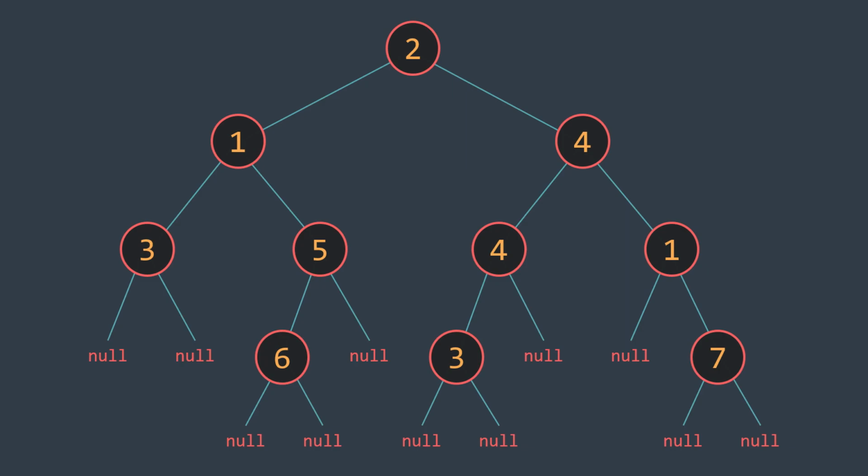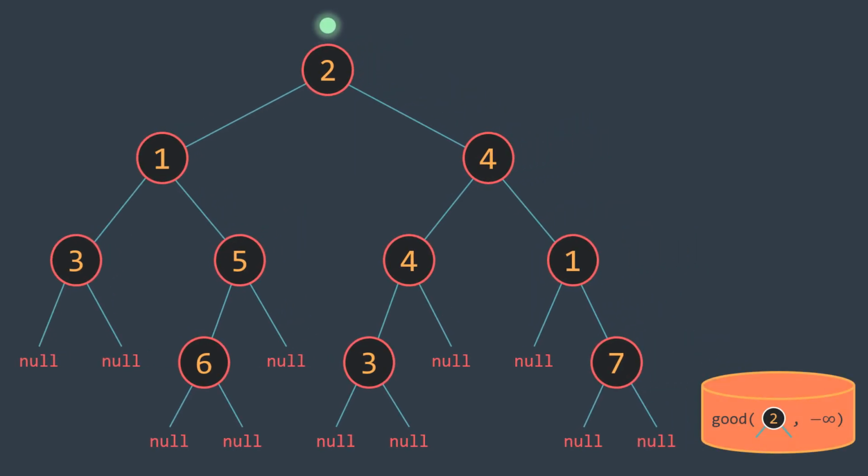Let's do this one. The first call goes on the root, and you can see in the call stack that the second parameter is the maxNode we've seen until now, and we didn't see any node yet, so the initial value of maxNode is minus infinity. In this node, 2 is greater than minus infinity, so it's a good node. Now we count the number of good nodes from the left.